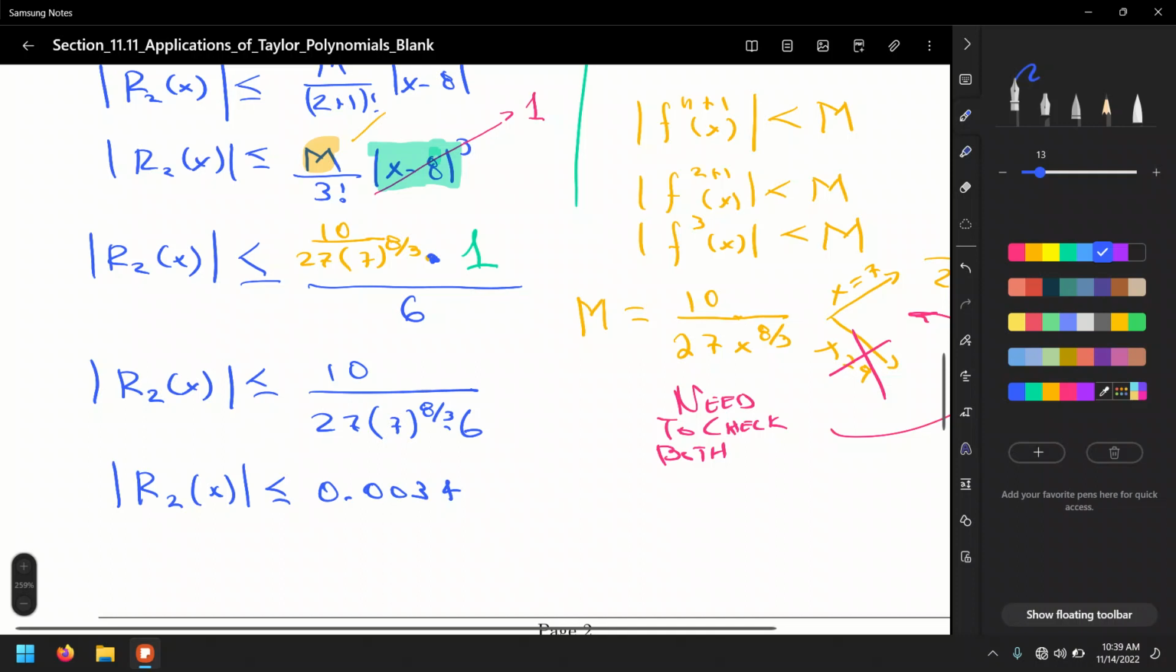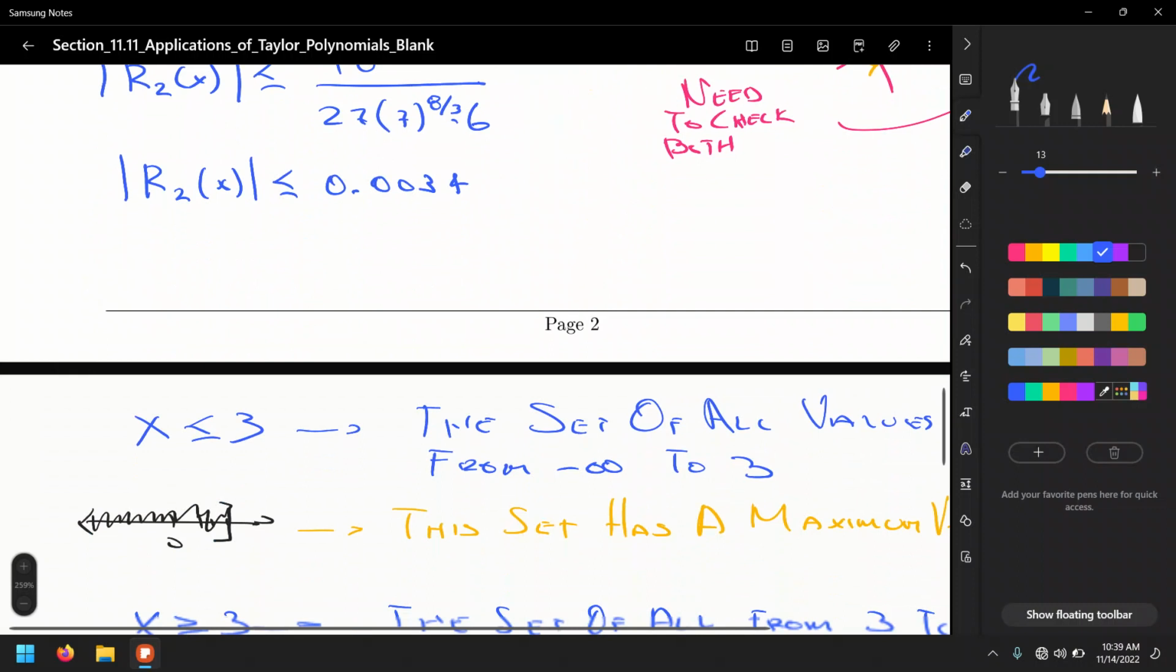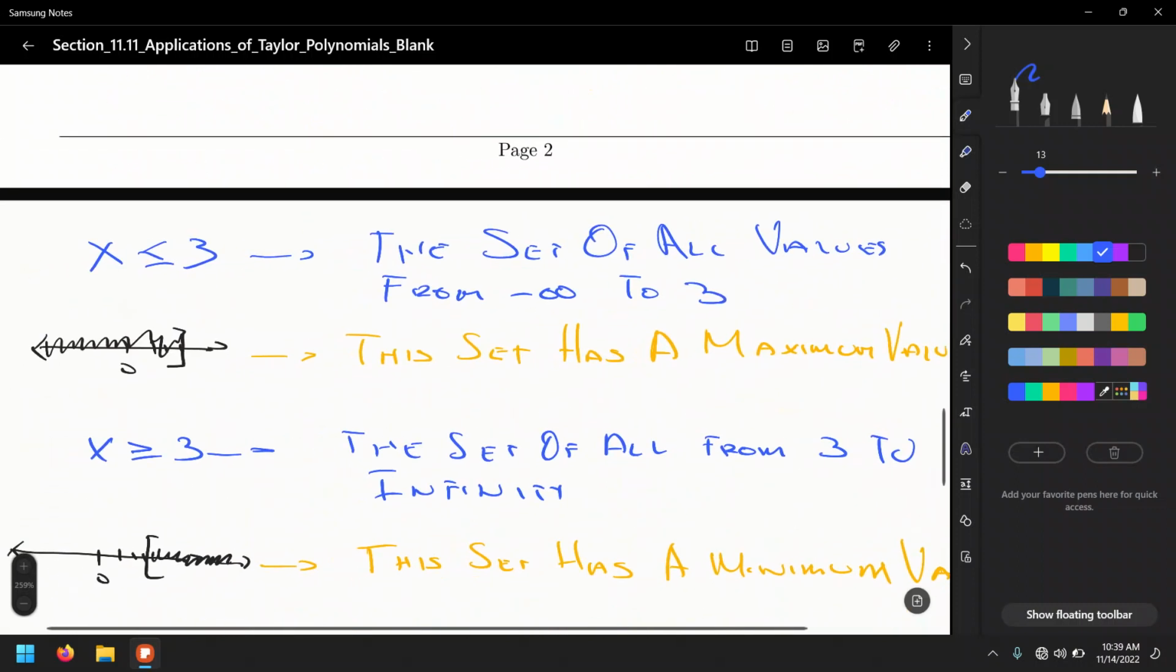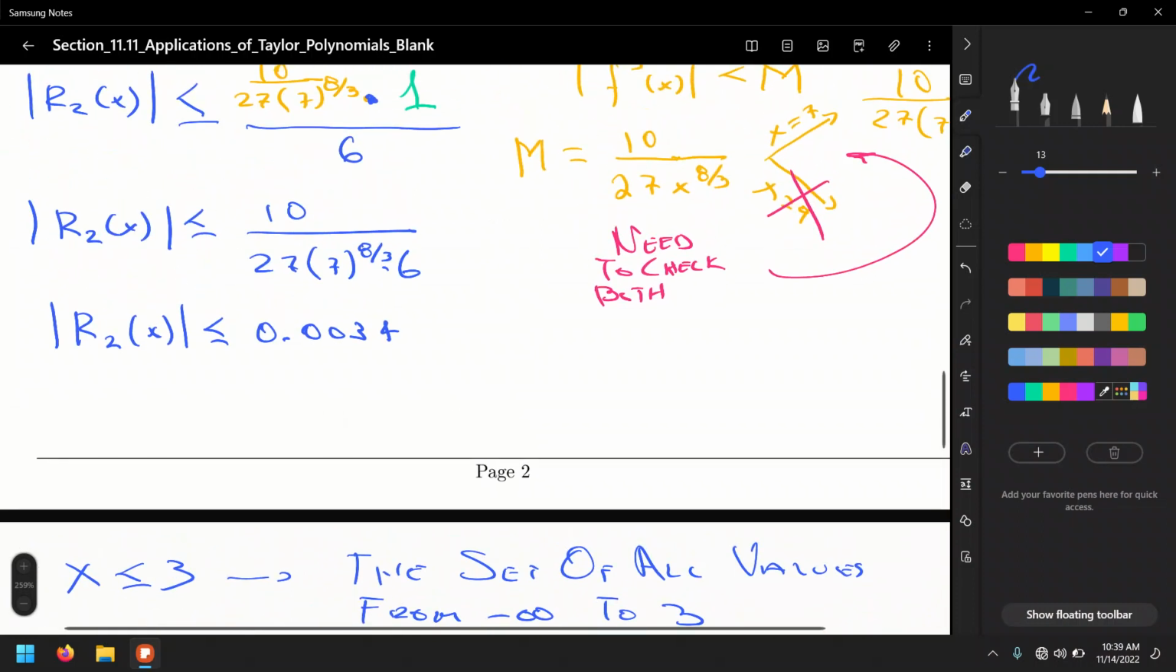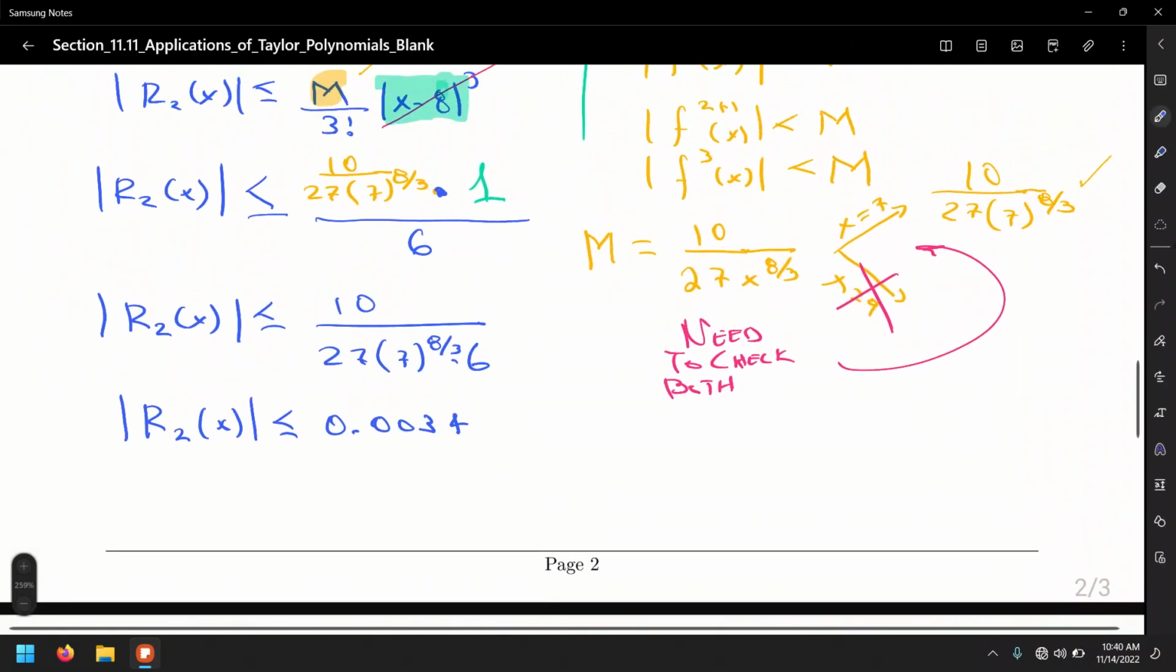So remember when we looked at this inequality here, x less than 3? That set of values contains all the numbers between negative infinity and 3. That means in this case the maximum value contained in the set is the number 3. Looking at this inequality in the form of a set, that means that the error of using the second degree polynomial is at most, the maximum error is 0.0034, which is the same as saying 0.34%.